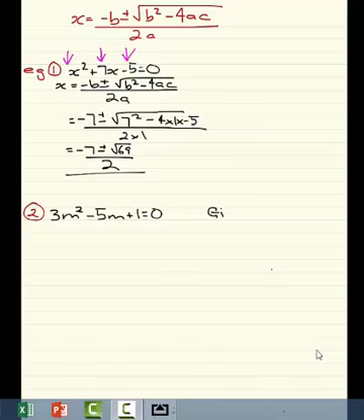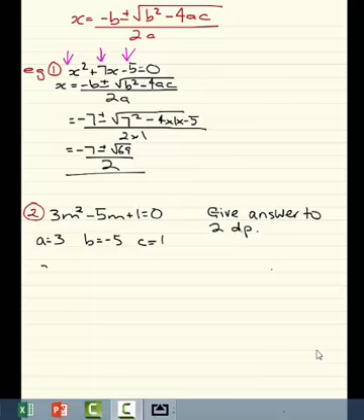Okay, so let's have a look at the second one. 3m squared minus 5m plus 1 is equal to 0. So I want you to give this one to 2 decimal places. A is equal to 3, B is equal to negative 5, C is equal to 1. So substitute into your equation.